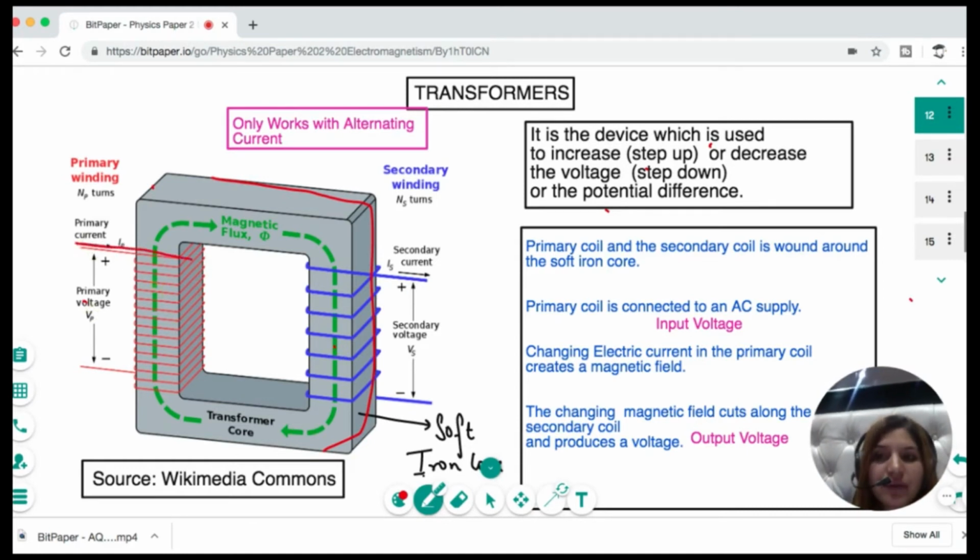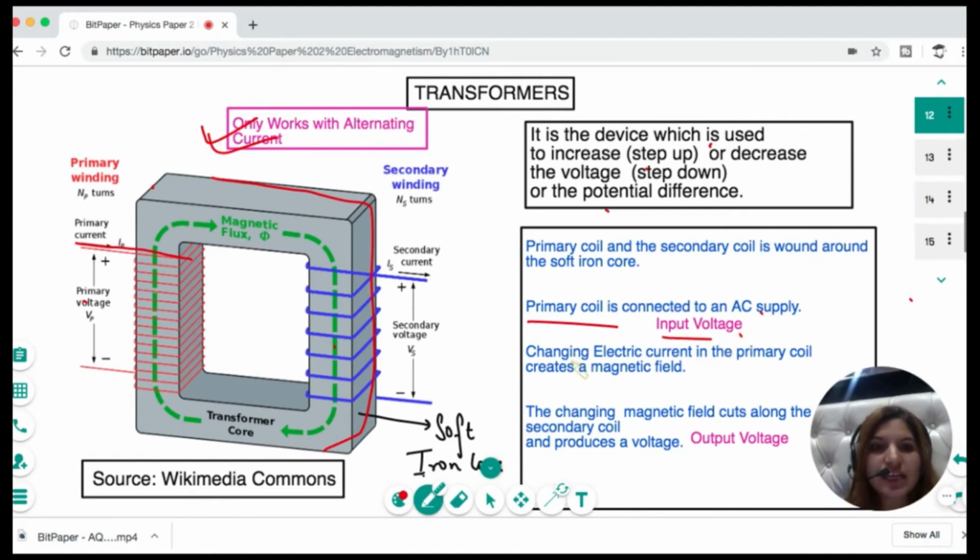The primary coil is connected to an alternating current. Remember, transformers work with alternating current because the varying current will produce a changing magnetic field. Now, understand the principle. This is very important. The primary coil is connected to an alternating current supply, which is the input voltage. Changing the electric current in the primary coil creates a changing magnetic field, and when this changing magnetic field cuts the secondary coil, it produces a voltage. And that's our principle: we give an input voltage and we get an output voltage.